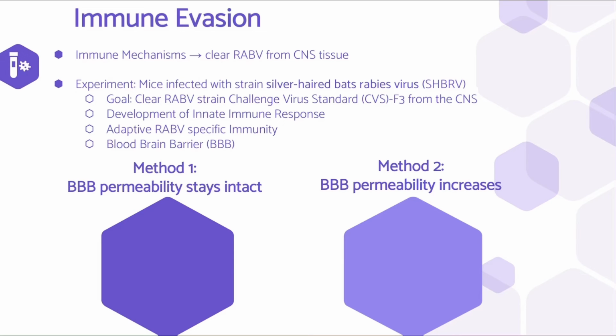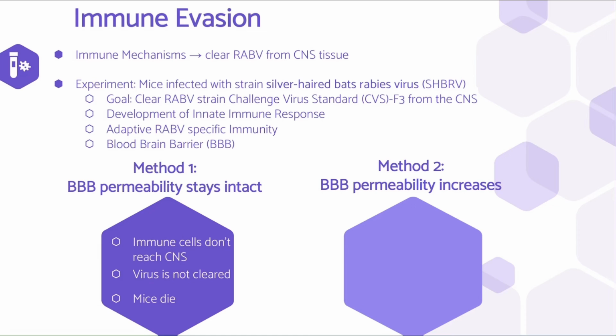In the experiment, they used mice and infected them with silver-haired bat rabies virus. They thought that the latter was linked to an enhanced blood-brain barrier permeability to the fluid phase markers, especially in the infected mice cerebellum. In method 1, they infected the mice with the silver-haired bat rabies virus strain, which caused the BBB to stay intact, and the immune cells did not reach the central nervous tissue, causing the virus to not be cleared and causing the animal to die.